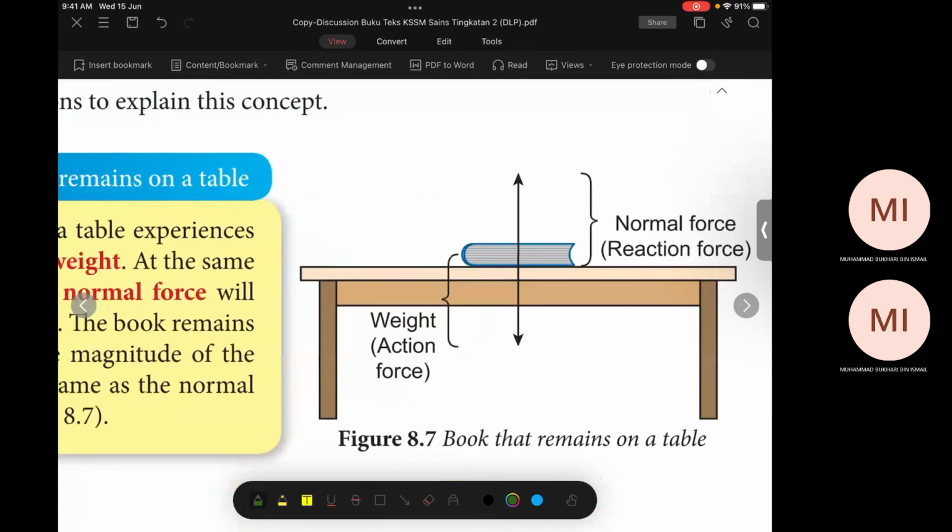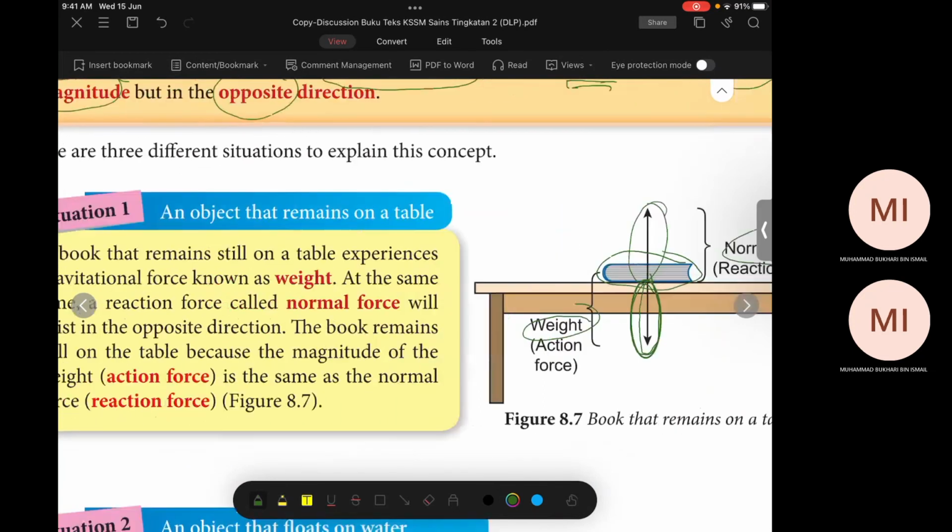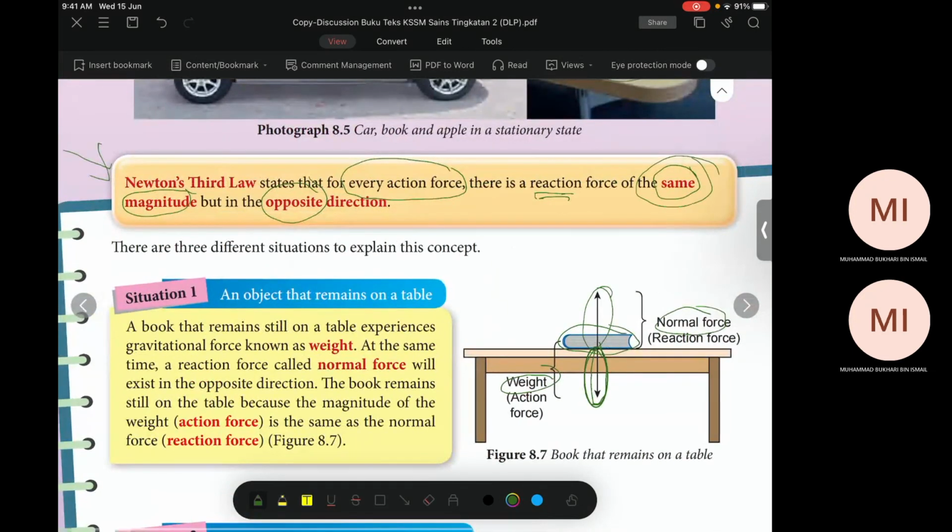Okay, can you explain to me again? We have a book on the table. Is there any force acting on this object? Can you tell me what the forces are? The first one, this is what? What force is this? This is weight. Okay, this is the weight. What is this force? Normal force. They have the same what? Same magnitude, but opposite direction. That's why they are stationary. That's why the book is stationary.